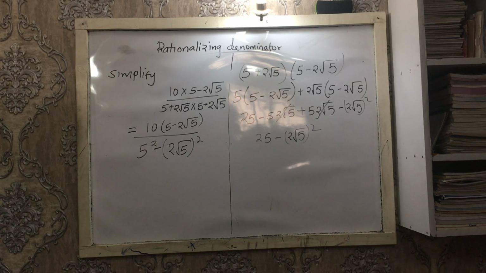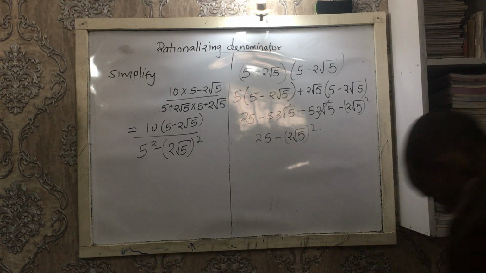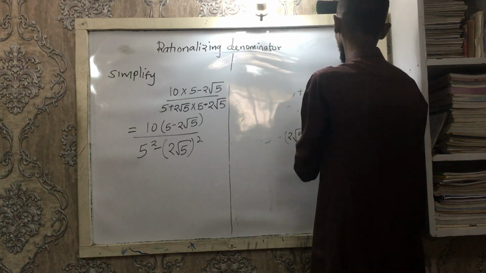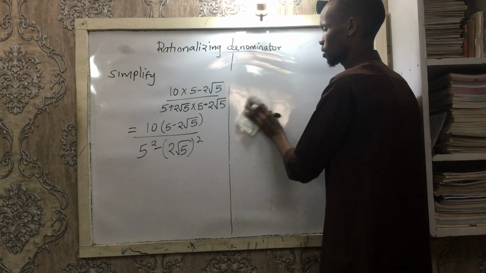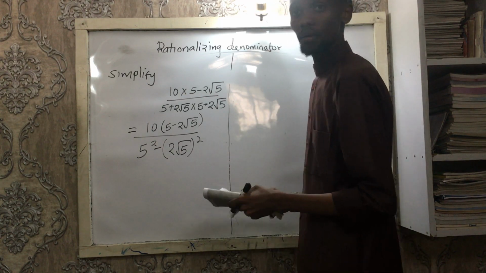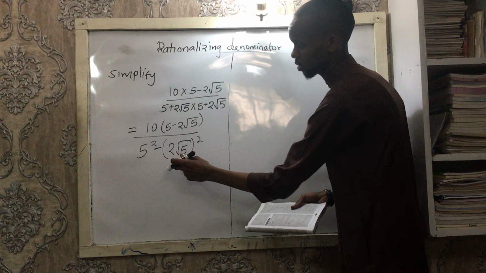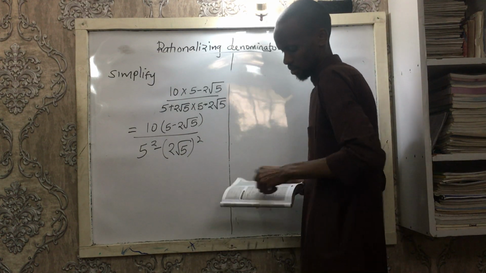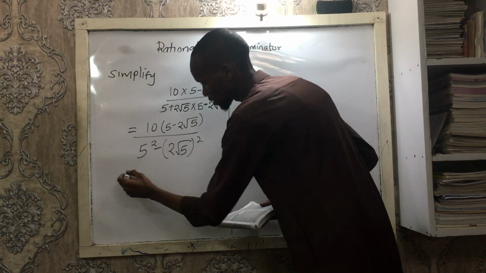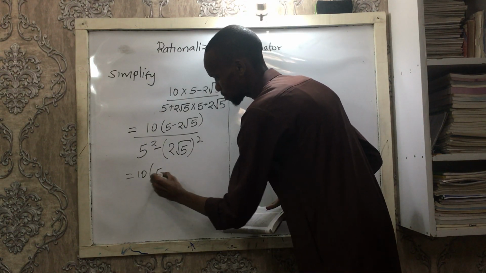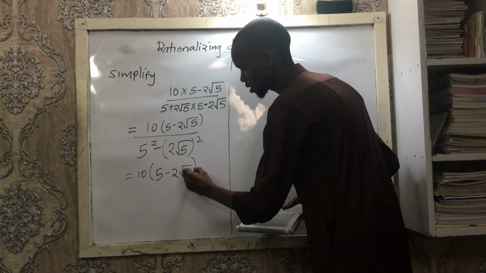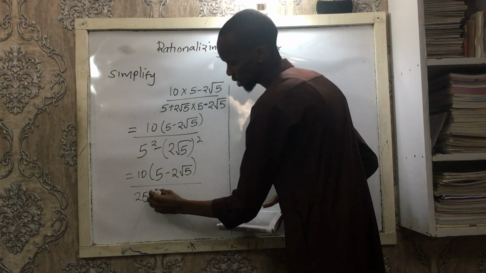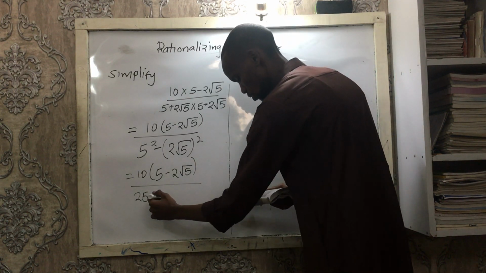Okay, so let's continue. The numerator, this one, and the denominator will be 25. So we'll have 10 and then 5 minus 2 root 5 over 5 squared, which is 25, minus 2 root 5 squared.